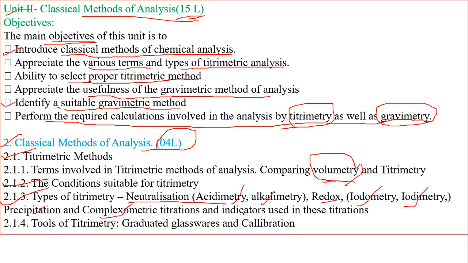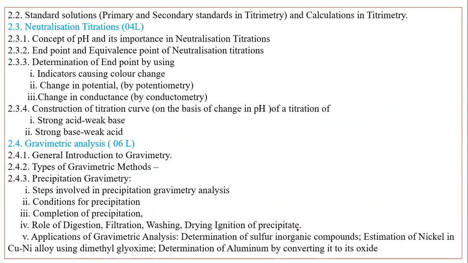Okay, and what are the different indicators used for titrimetric analysis. And after that we are going to learn the tools of titrimetry. Okay, so glassware like a burette, pipette, and volumetric flask, or you may call it standard measuring flask. Their calibration we are going to learn here.